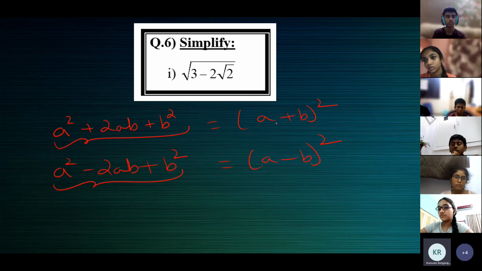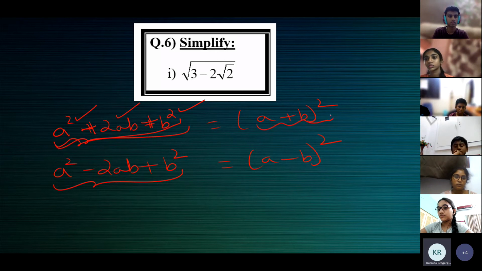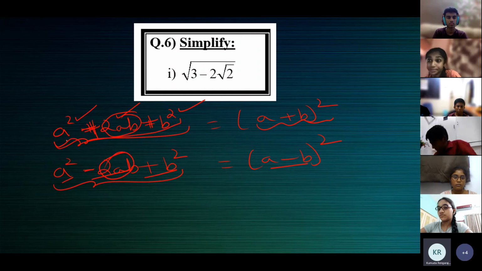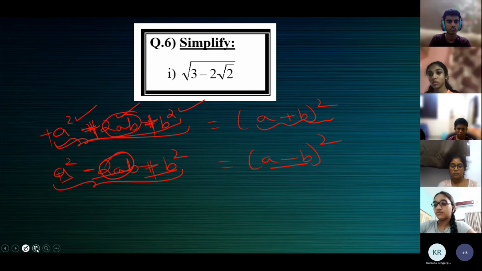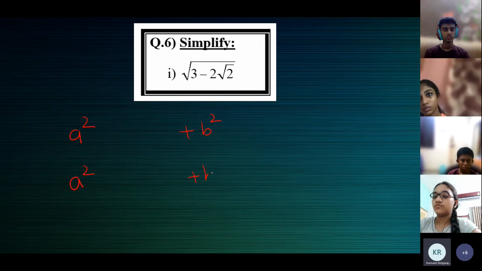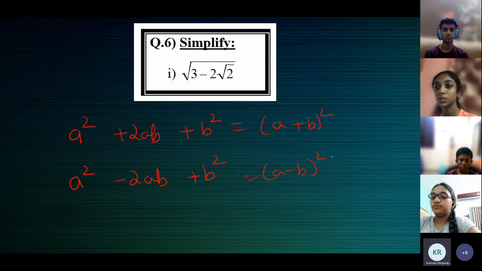So if you have to write something as a plus b the whole square, you should have a square term, 2ab term, and b square term. If you have terms like a square plus 2ab plus b square, you can write it as a plus b the whole square. If you have terms like a square minus 2ab plus b square, then you can write it as a minus b the whole square. The only difference is with the middle term, plus 2ab or minus 2ab. Otherwise, a square is plus, b square is also plus. That makes it a plus b the whole square and a minus b the whole square.